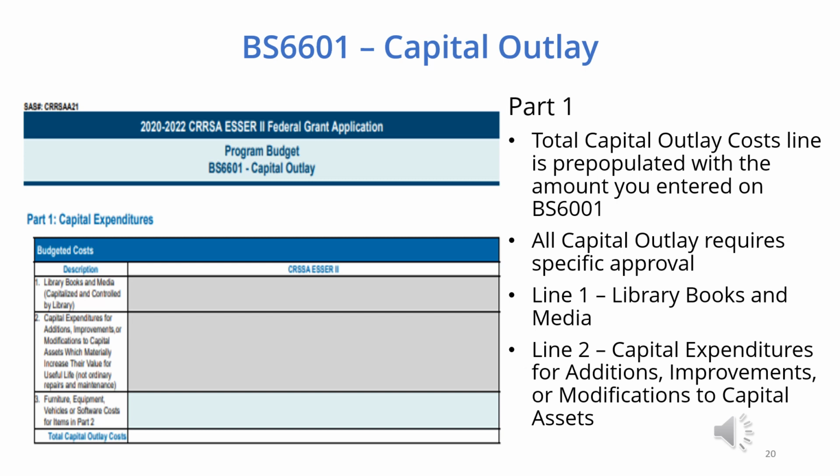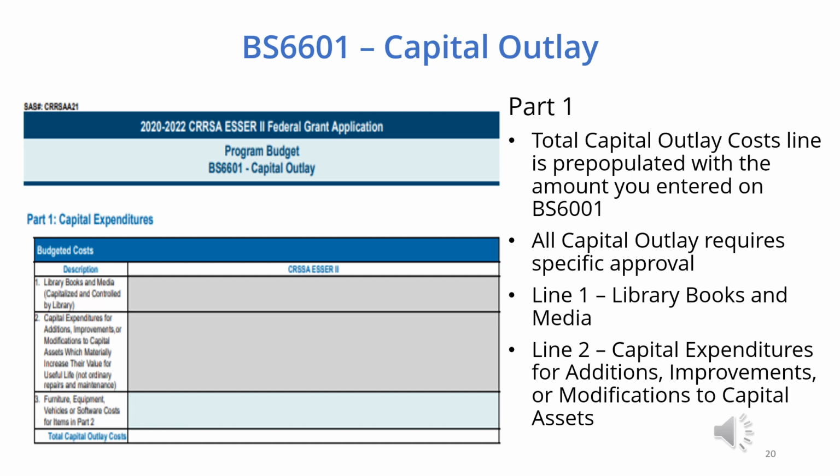Line 1 is for library books and media that are capitalized and controlled by the library. We received questions about this. This would include any library books and media that your district requires you to capitalize and control by the library, regardless of the cost. So please follow the policy for your LEA.